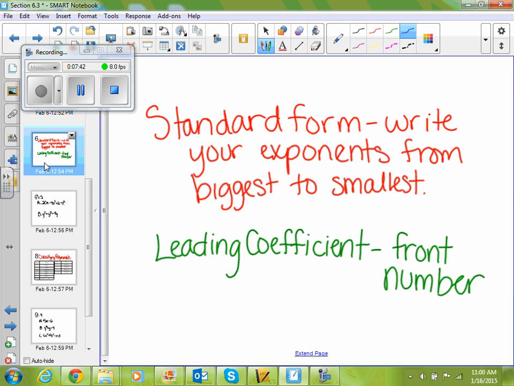Alright, the third thing we're going to look at today is standard form. Standard form is where you write your exponents in order from biggest to smallest. Okay, so like 4, 3, 2, 1. You write them in order from biggest to smallest. Okay, so you're going to want to write that down. Then your leading coefficient is your very first number. Okay, not your first exponent, your very first number.